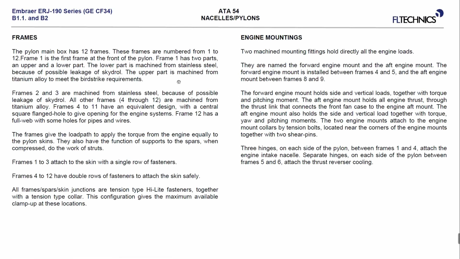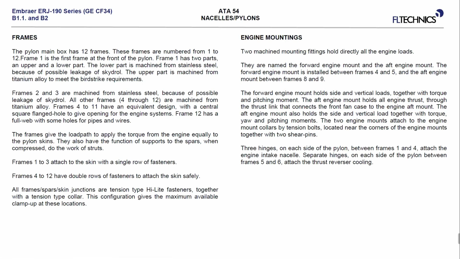The materials which are used in the pylons are usually stainless steel or titanium alloy. The lower part is machined from stainless steel because of the possible leaks of Skydrol. Because inside the pylon we have these hydraulic communications, fuel, electrical harnesses. So stainless steel is more resistant to Skydrol. The upper part of the box is made from aluminum alloy. This is to meet the bird strike requirements, to be resistant to impacts with birds.